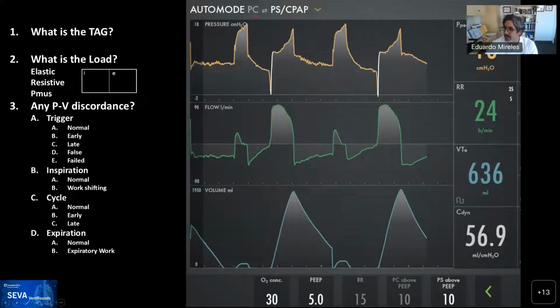Is there any of our fellows that wants to give it? I don't see any of our fellows. They probably are on service. So let's read out this one. Rob, do you want to give it a try? Sure.